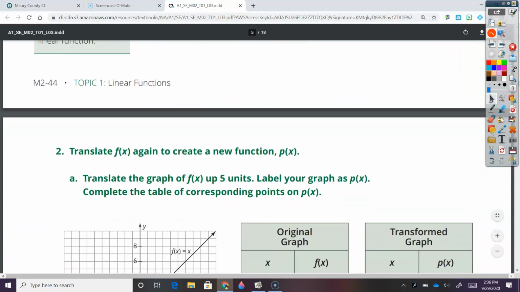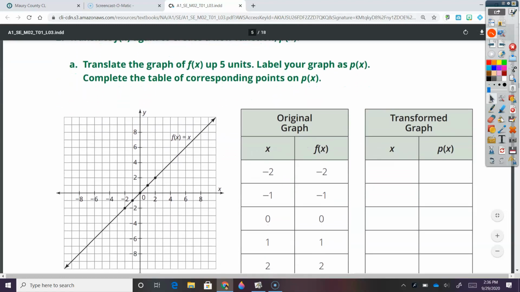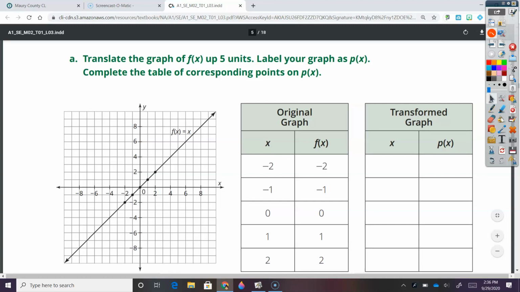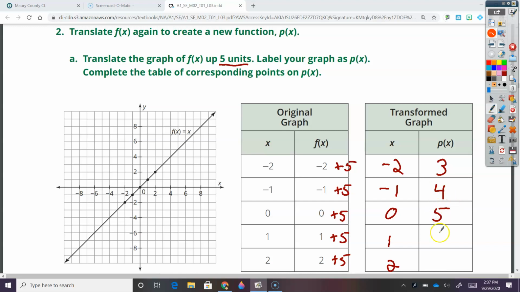Number 2, translate f(x) again to create a new function p(x). Translate the graph of f(x) up 5 units. Label your graph as p(x). Complete the table of the corresponding values. So I'm going up 5 units, so I'm going to add 5 to every single one of my y values since I'm going up the y-axis. My x values are going to stay the same, but my new y values are going to be 3, 4, 5, 6, and 7.